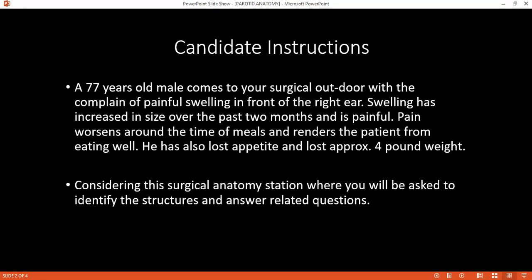What do you know about Warthin's tumor? Warthin's tumor is a benign tumor of the parotid gland. It is around 10 to 15% of benign neoplasms. It usually comes around the age of 60 to 70 years, and smoking is an important risk factor. Normally it is situated towards the tail of the parotid gland.